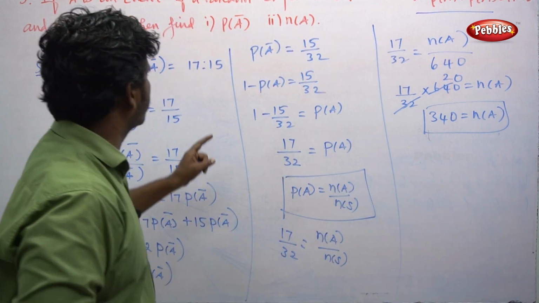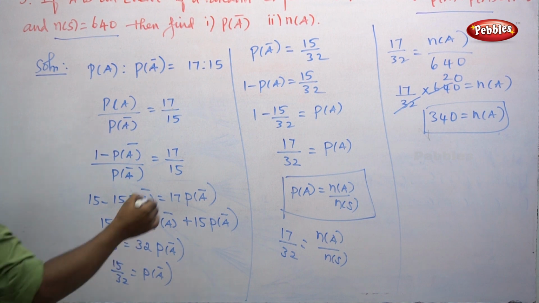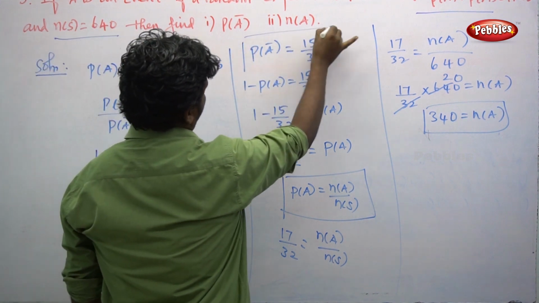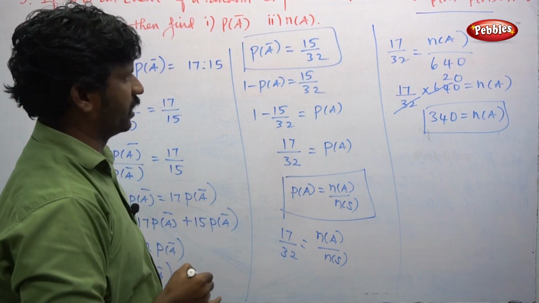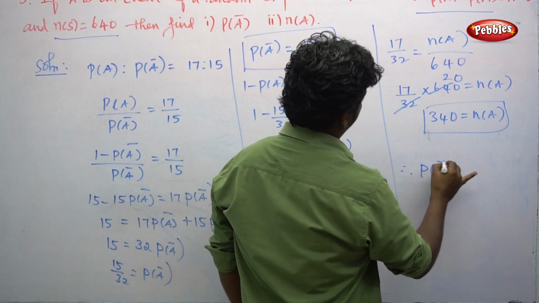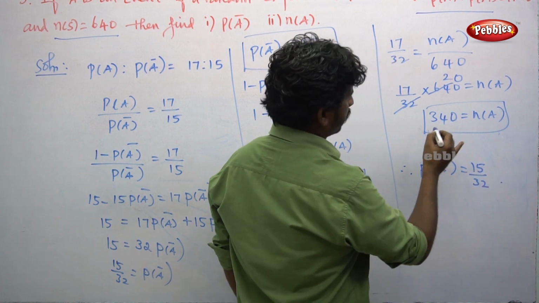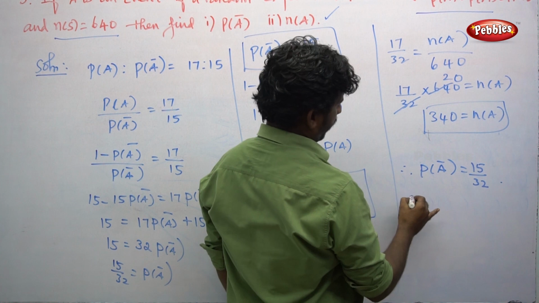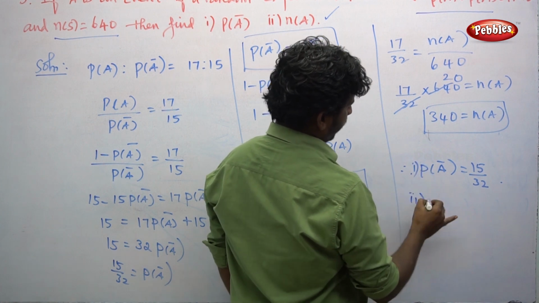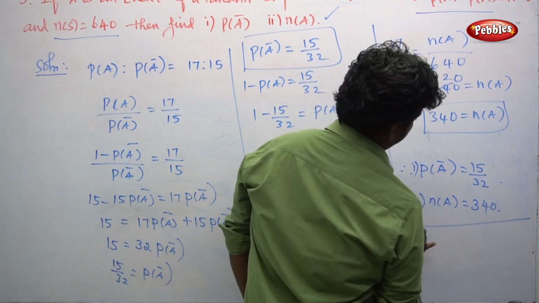Now, question point 1, probability of A bar is equal to what? Already we have computed. Probability of A bar is equal to 15 by 32, right? So the answer is final. Then second question, N of A. The N of A answer is equal to 340.